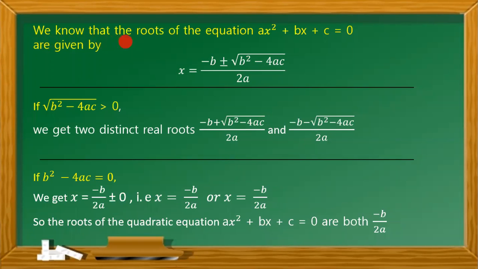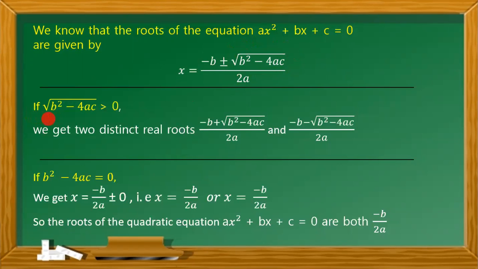We know that the roots of the equation ax² + bx + c = 0 are given by x = (−b ± √(b² − 4ac)) / 2a. We have derived this formula in our previous video. You can go through it. Now, everything depends on the value of b² − 4ac under the square root.